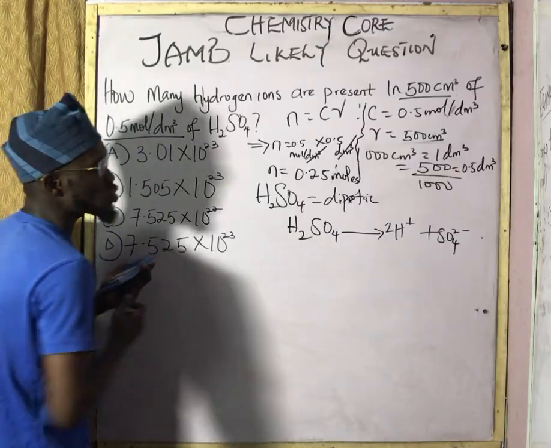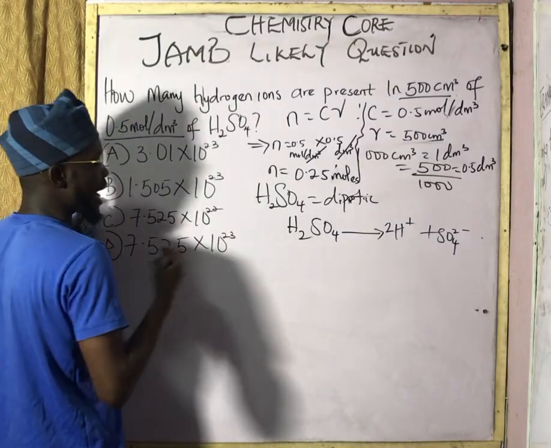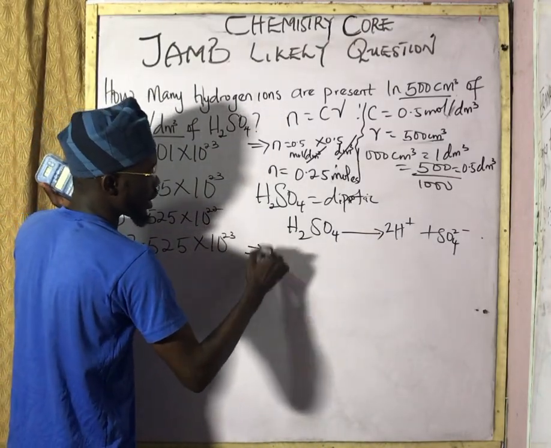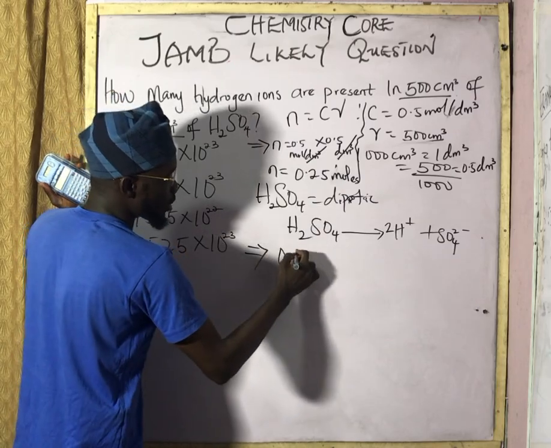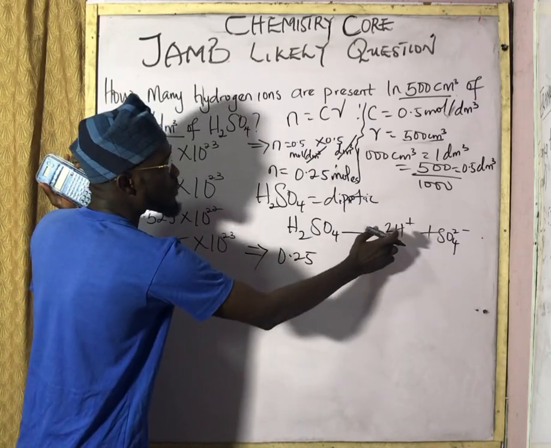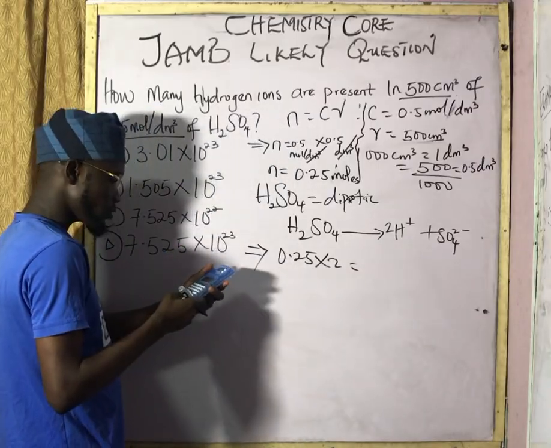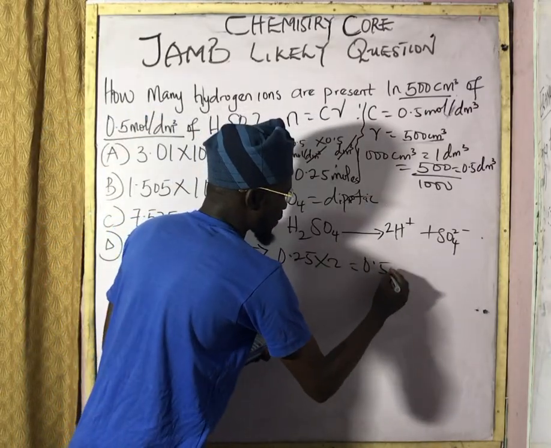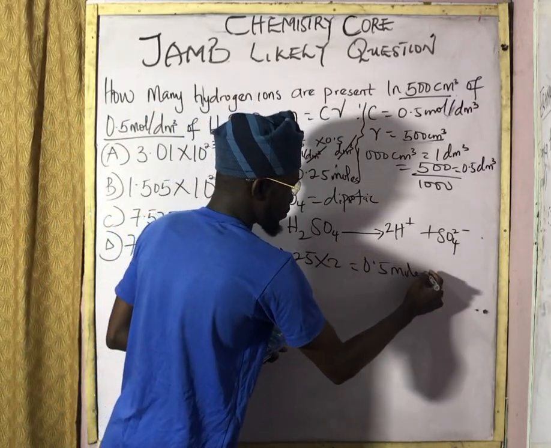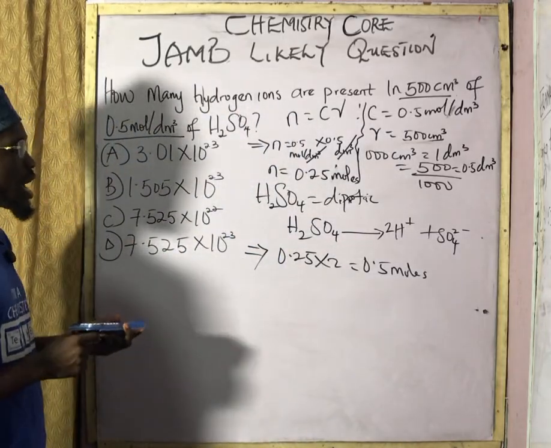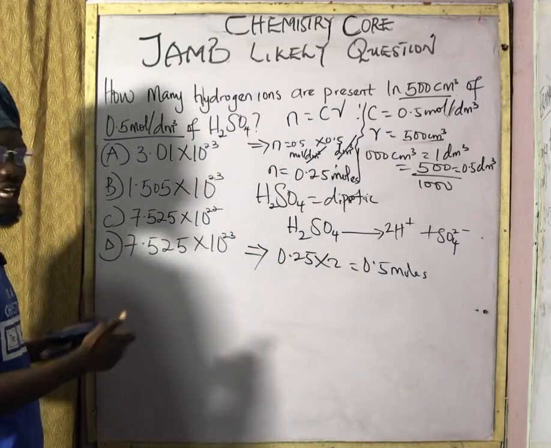So for the fact that we're having 2 mole, we can easily say that the value here is what? 0.25 mole multiplied by the mole of this. That will give us what? So we have 0.5 moles. So this is not the end of the question.